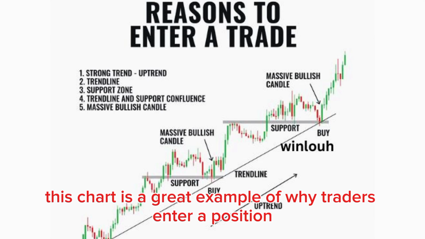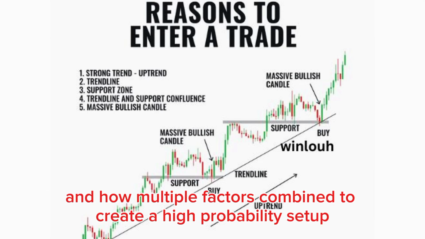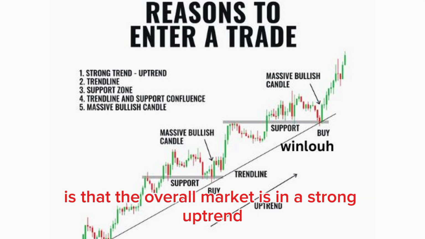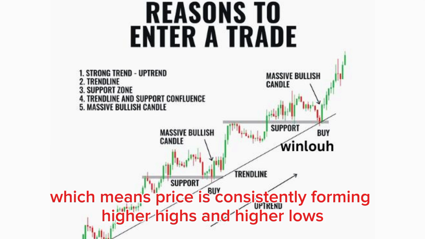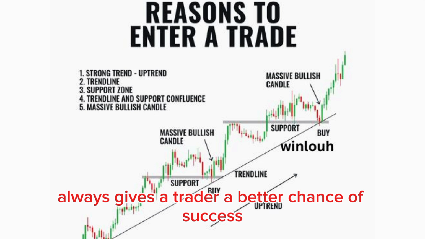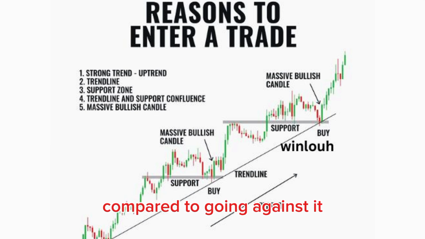This chart is a great example of why traders enter a position and how multiple factors combine to create a high-probability setup. The first thing to notice is that the overall market is in a strong uptrend, which means price is consistently forming higher highs and higher lows. Trading with the trend always gives a trader a better chance of success compared to going against it.